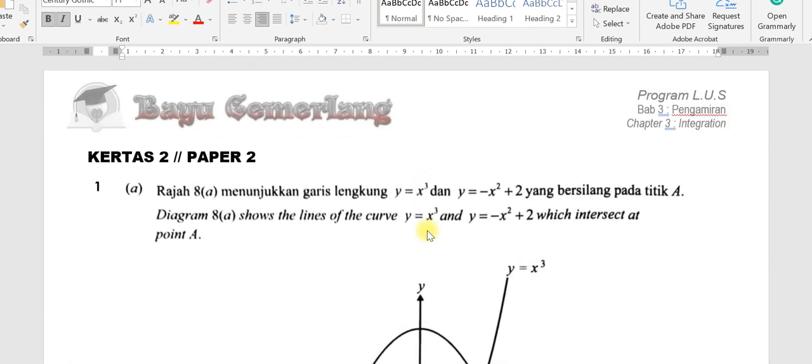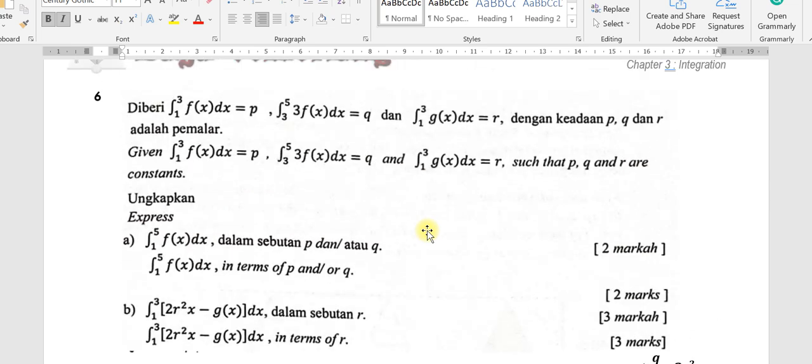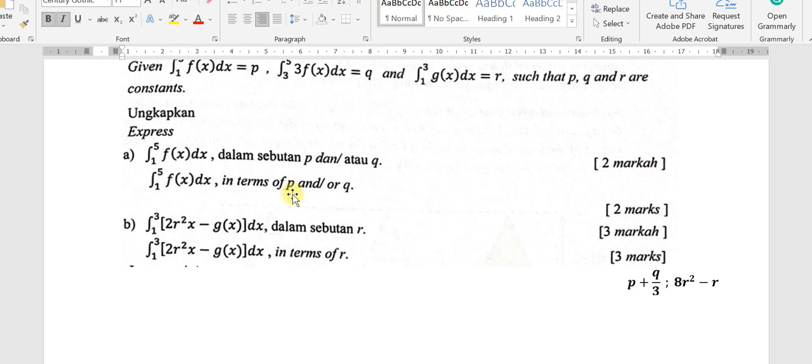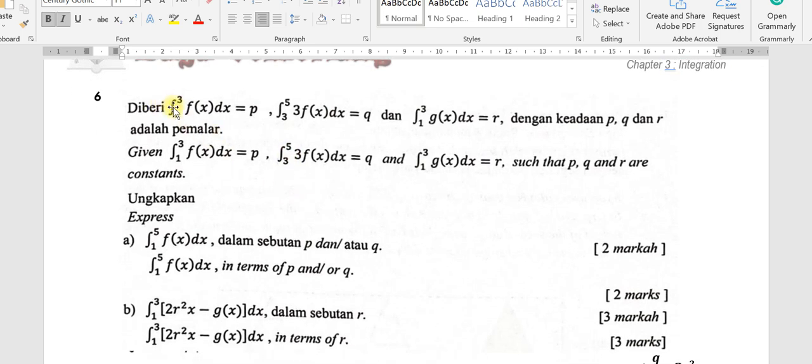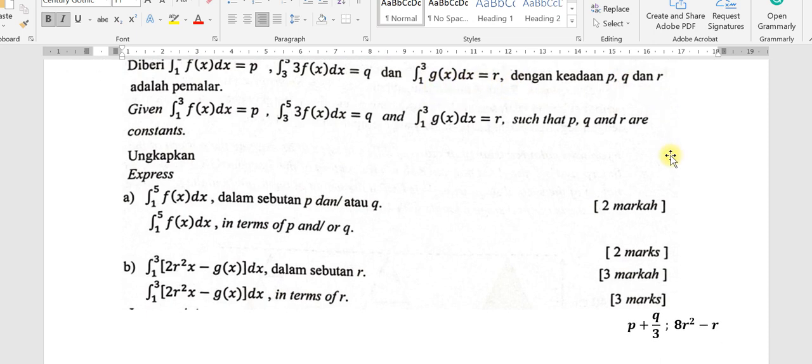Okay, the final question for paper 1. Okay, if you see here, what is this? Give you a lot of things here. 3, 1 fx dx is p. And then 5 to 3 is 3fx dx is q. 3, 1 gx dx equal to r. Okay, they give you so much of unknowns.